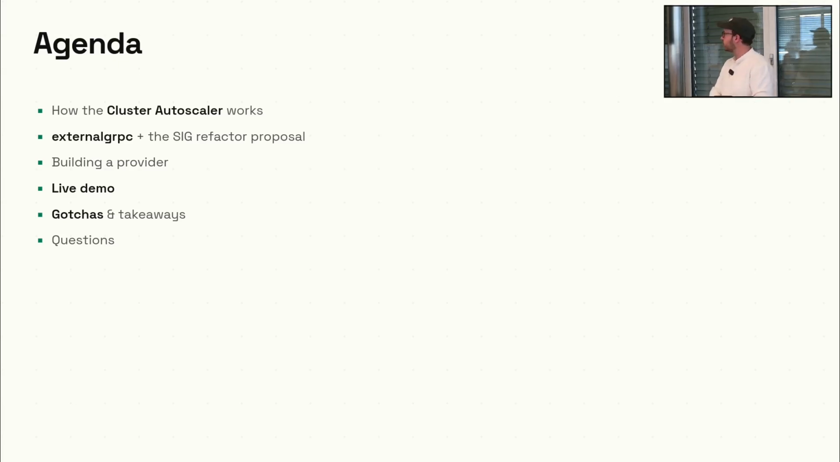All right, this is what I would like to talk about. First off, I'm gonna take a bit of a step back and look at how the cluster autoscaler actually works, how I used a special cloud provider plugin called external gRPC, and how the SIG autoscaler thinks about the future of the entire project. I will go a bit into how I actually built it, what it takes to do that. There's going to be a live demo, and at the end, some gotchas, takeaways, and of course, questions if there are any.